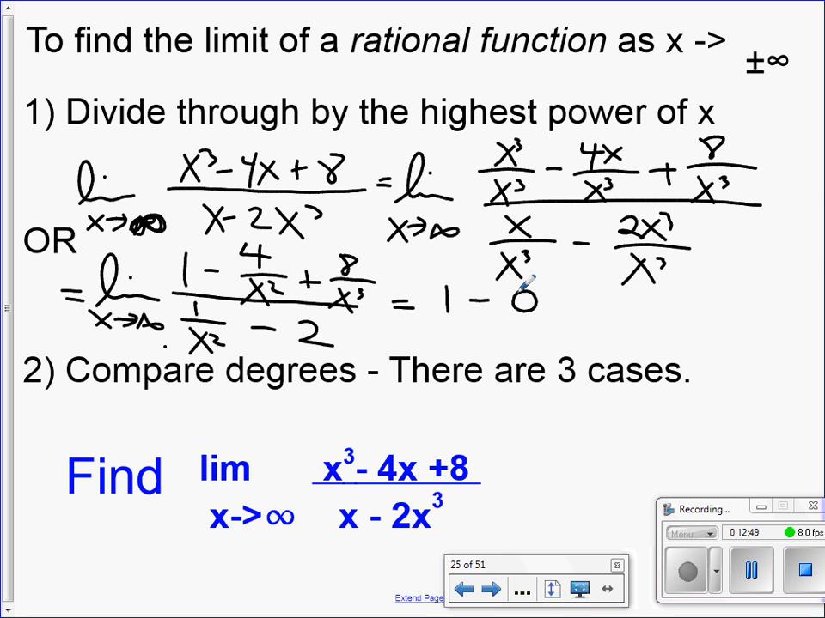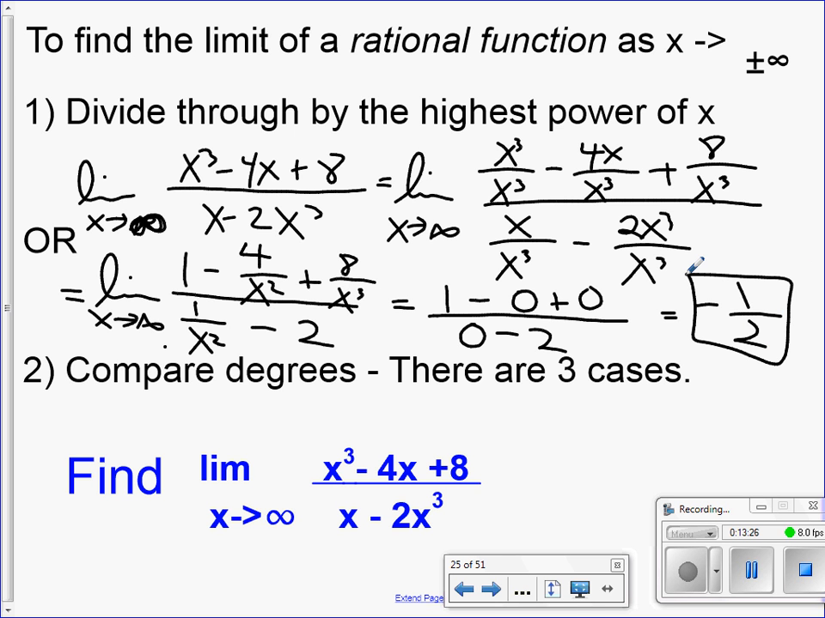What about the limit of 8 over x cubed, if x is approaching infinity? 0, right? Anytime you have a number over infinity, it's going to be 0. In the denominator, what are we going to have? That's right, 0 minus 2. So we found the limit of each term separately, and now when we clean it all up, what is this equal? Negative 1/2.